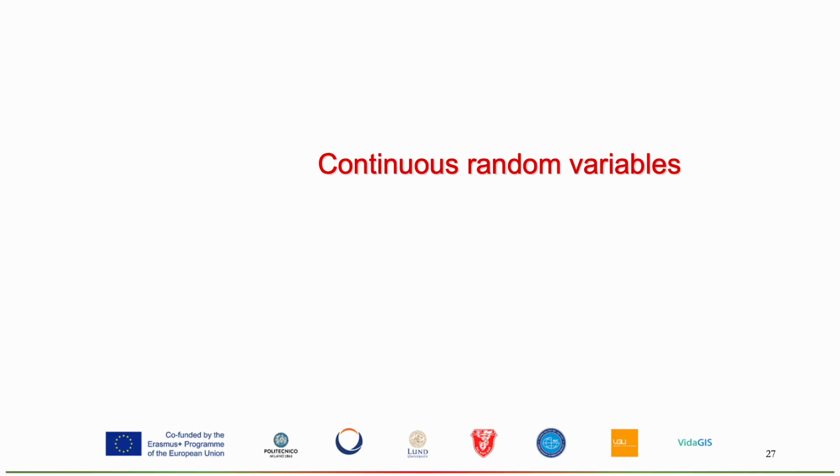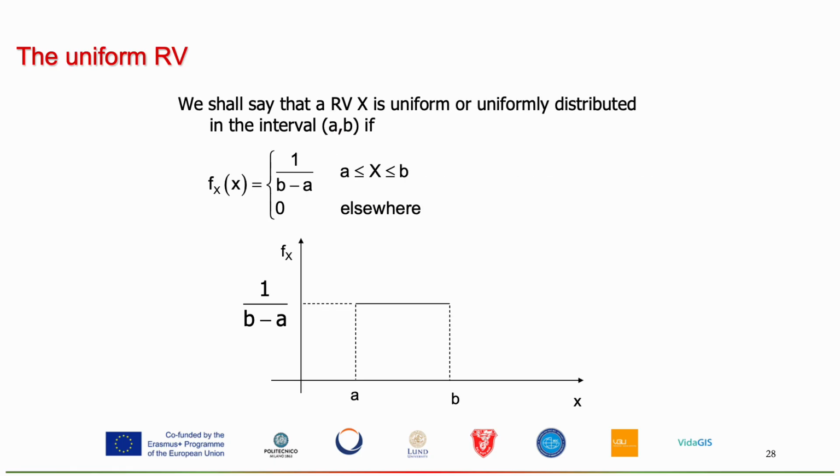Even in this case, we will focus on the most important ones, most important because in statistics they are very useful to describe practical outcomes of practical experiments. The uniform random variable. X is uniformly distributed in a given interval [a, b] when the density function of x is equal to 1 over b minus a in the interval [a, b] and 0 otherwise.